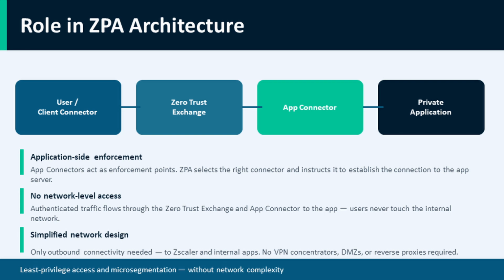Nothing more. This model supports least privilege access and microsegmentation. It also radically simplifies your network design. You don't need VPN concentrators, you don't need DMZs, and you don't need exposed reverse proxies. App connectors only need outbound connectivity to Zscaler and internally to the apps they serve.